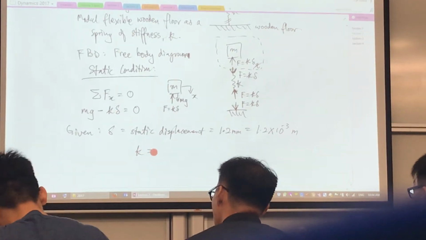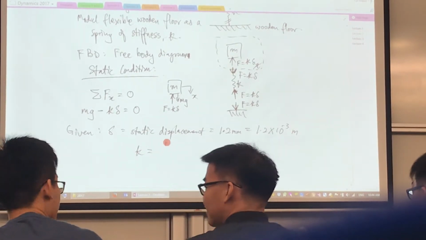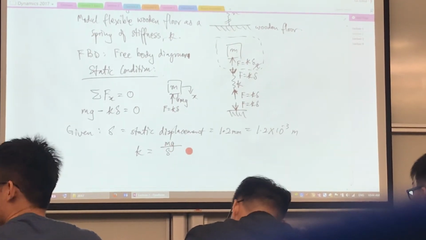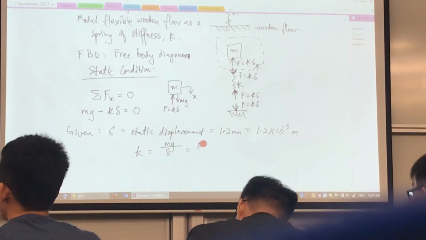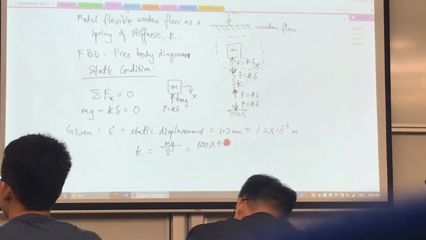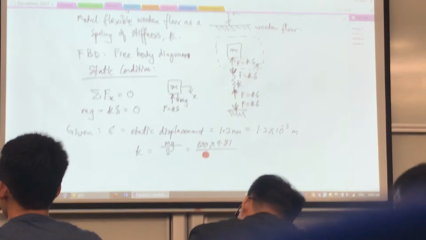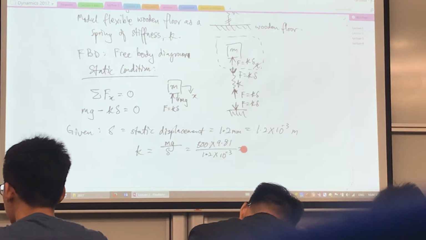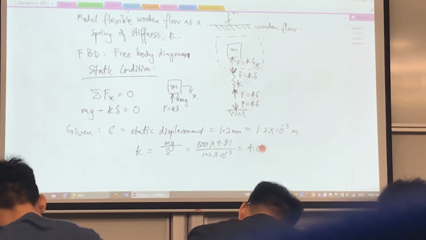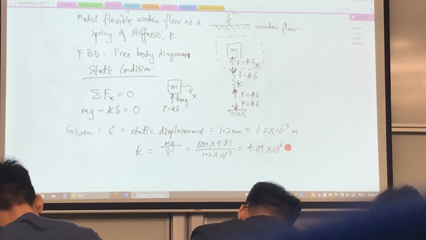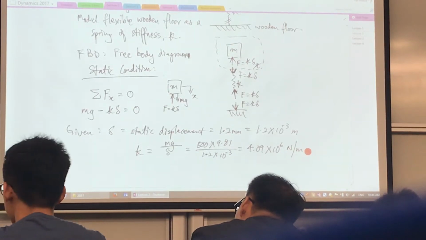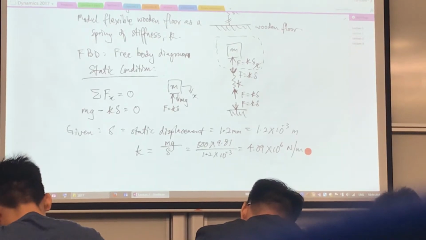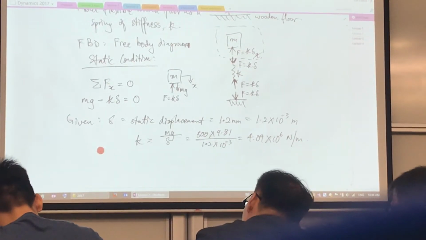So the spring constant, which again was mg divided by the static displacement delta, will be 500 times 9.81 divided by 1.2 times 10 to the power minus 3. If you work this out, it is 4.09 times 10 to the power 6. The spring constant unit is newtons per meter. That's for the static condition.